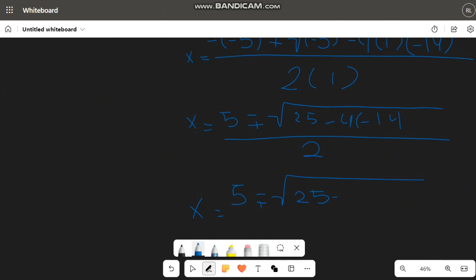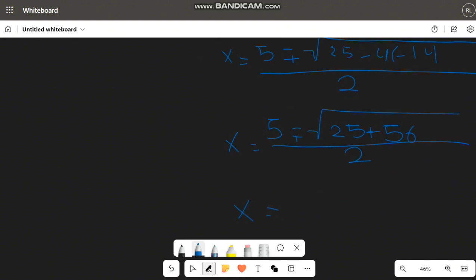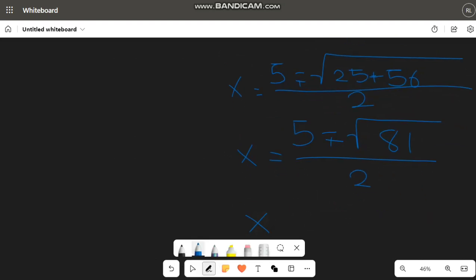Negative 4 times negative 14, which would equal plus 56, all over 2. X would equal 5 plus minus square root of 81, which will turn into x equals 5 plus minus 9 over 2.